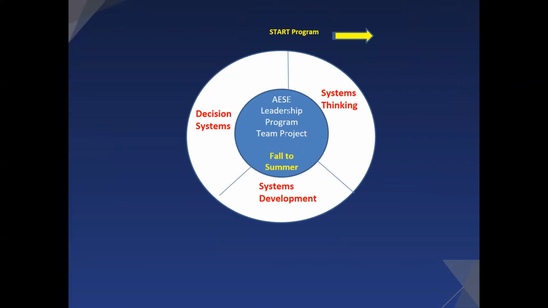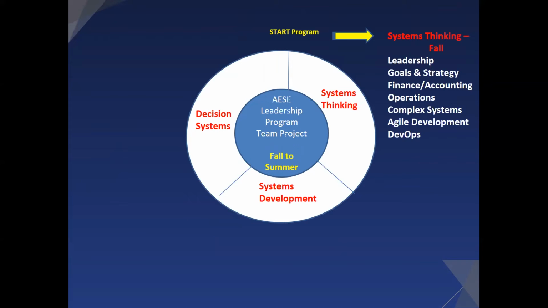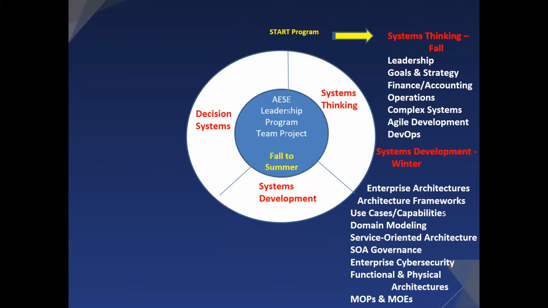Again, it's a 1-year program, basically 3 core quarters. The fall quarter, the first quarter, is about systems thinking. It's when we bring in a lot of the business school concepts around strategic planning, leadership, finance and accounting, operations, but then we'll also start looking at how we do agile development and DevOps. We move into the winter quarter, and we move exclusively into the engineering side, and that's where we start to build the architecture. We use domain modeling, we start to do service-oriented architecture, we look a little bit at enterprise cybersecurity, functional and physical architectures, and then measurements of effectiveness and performance.